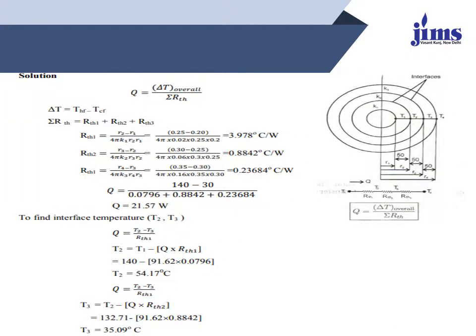T3 is equal to T2 minus Q times of RTS2, and T2 is equal to 132.71 minus 91.62 multiplied by 0.8842, and the last answer is T3 is equal to 35.09 degree centigrade. So T2 and T3 are the interface temperature, and T2 is always greater than T3. As we have seen, T2 is equal to 54 degree centigrade and T3 is equal to 35 degree centigrade. So this is a problem which is related to the composite spherical container.